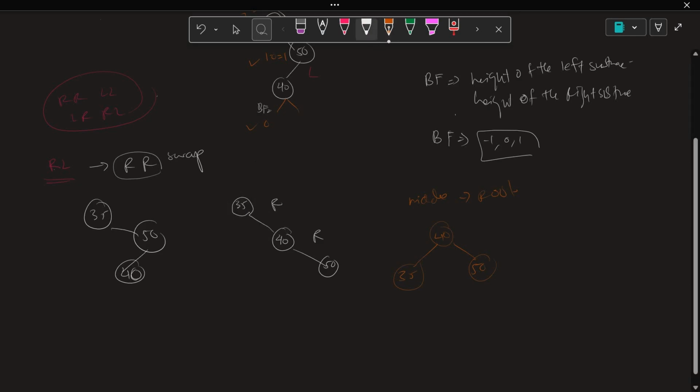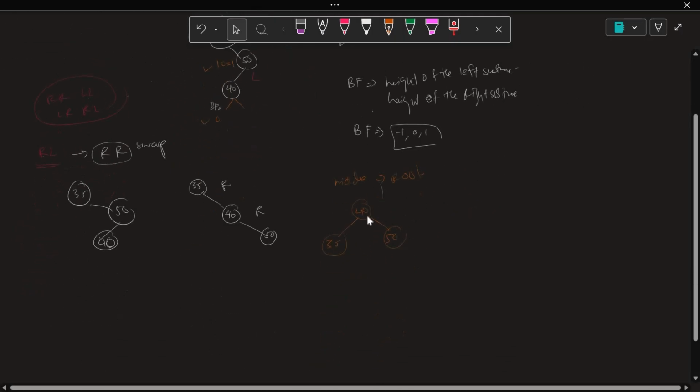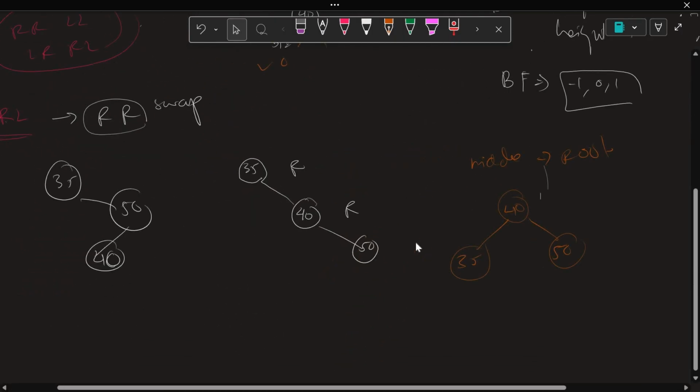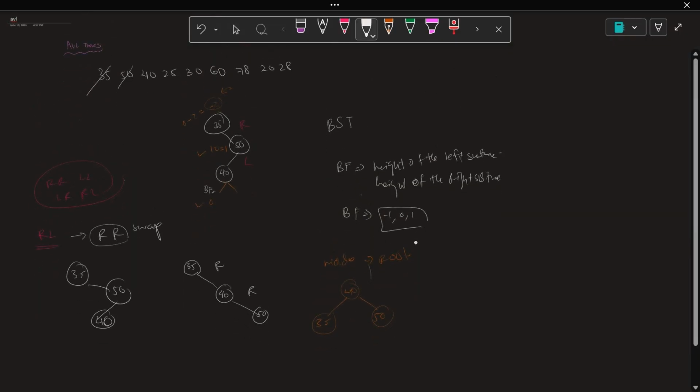So now this tree is balanced over here, and we can try adding more nodes. I don't know if you can see this color or not, so I'm just going to write it in white so it's more visible. Now that this is balanced, we have to add more stuff.